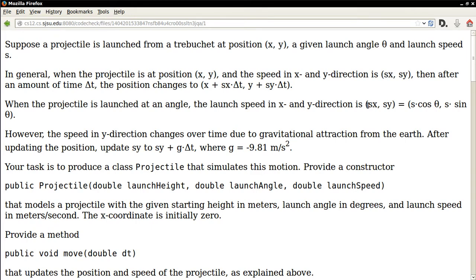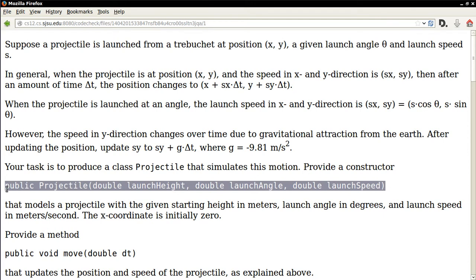Is it cosine or sine? I can never remember this stuff. I think I was wrong. All right, so it is this, and so let's have a look at how this constructor is implemented and how the move method is implemented.